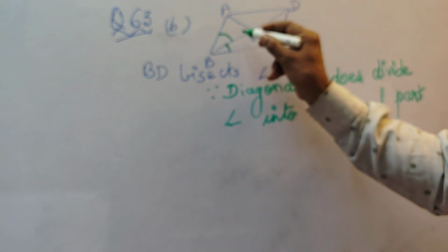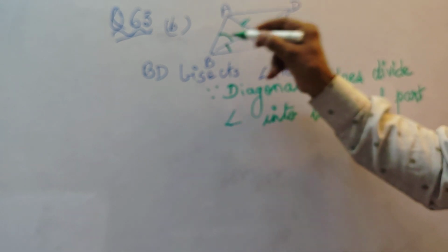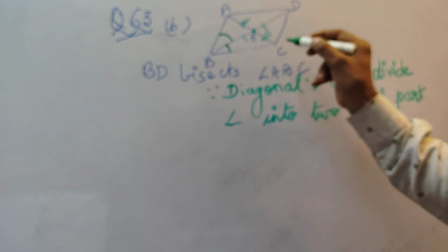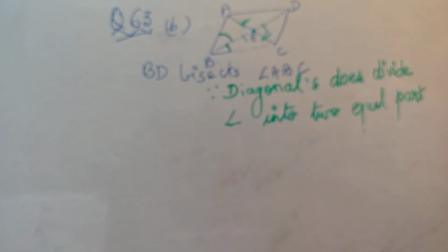Only the sides are midpoint. We can say the intersection is the midpoint of the diagonals. This is the midpoint of BD, and this is also the midpoint of AC, but the angles are not equal in the case of a diagonal in a parallelogram. This is the property.